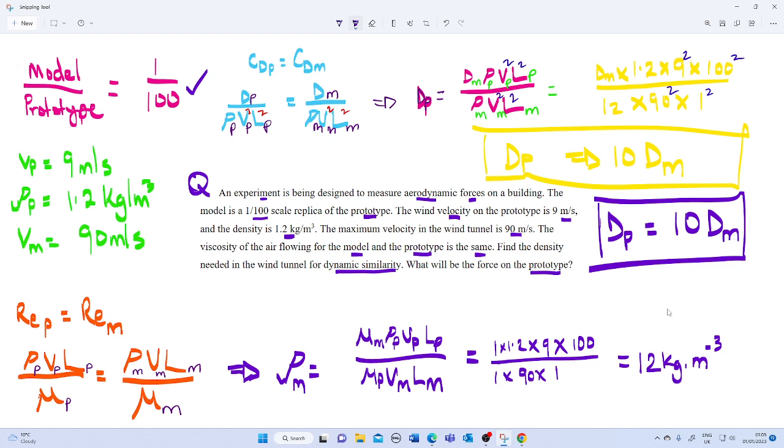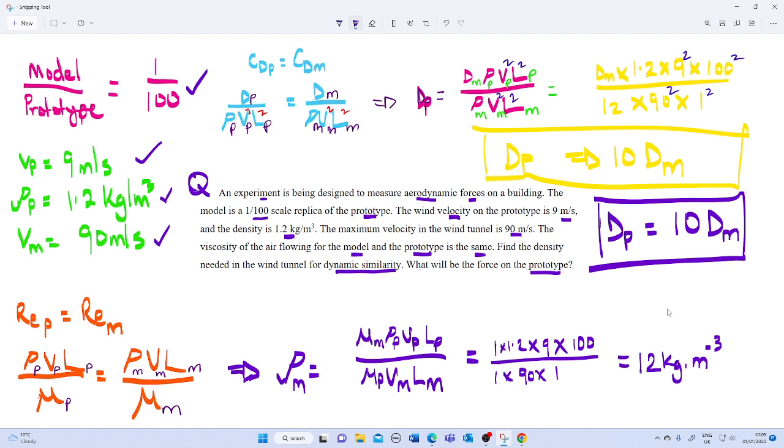Then we're given the velocity of the prototype to be 9 meters per second. We're given the density of the prototype to be 1.2 kilogram per meter cube. We're given the velocity of the model to be 90 meters per second.